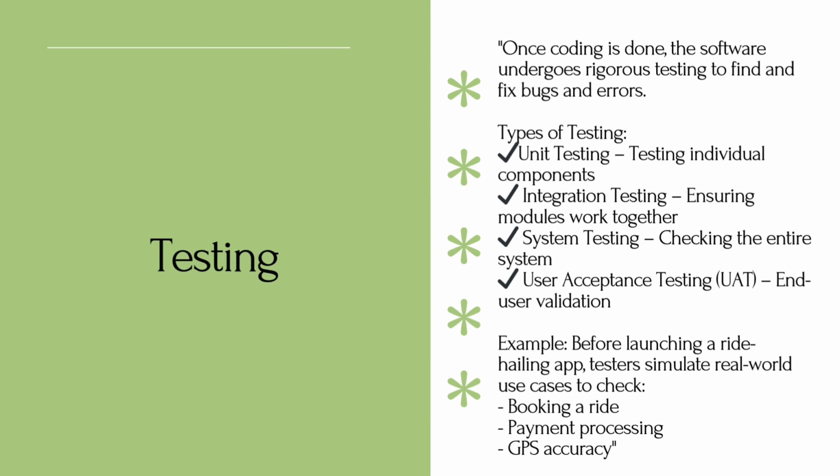The fourth phase is testing. Once coding is done, the software undergoes rigorous testing to find and fix bugs and errors. For software testing, we use different types of testing. Unit testing is used to test individual components. Integration testing is used to ensure modules are working together. System testing is used to check the entire system. User acceptance testing is used for end user validation.